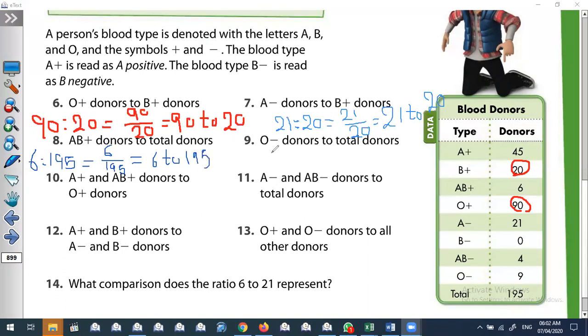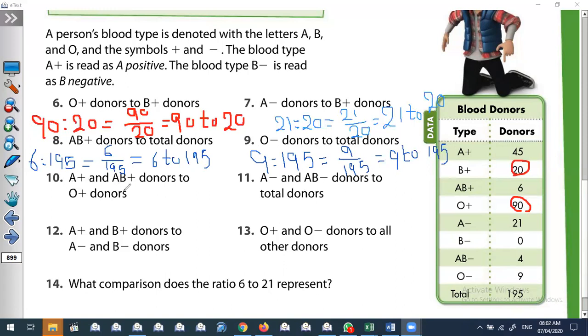O negative to the total. O negative is 9. The total is 195. Or I can write it as a fraction, 9 over 195. Or you can write it as letters, 9 to 195.